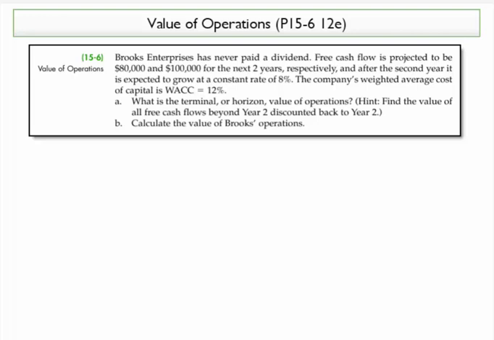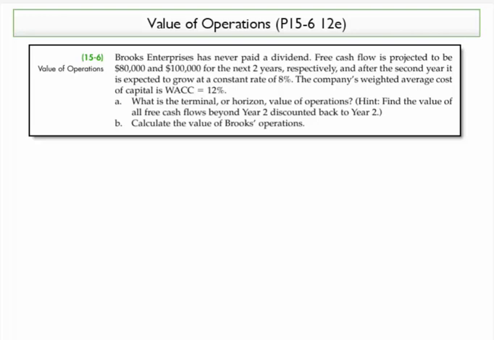On Part A, we're asked to determine the terminal or horizon value of operations, and they give us a hint. Find the value of all free cash flows beyond year 2, discounted back to year 2. And then on Part B, we're asked to calculate the value of Brooks's operations. Okay, let's take a look at Part A.